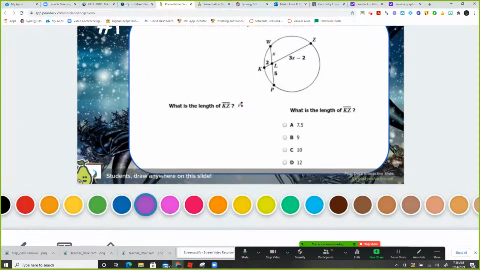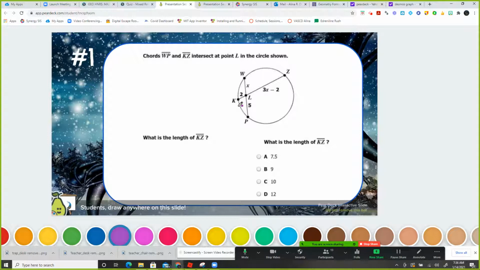All right. So in this kind of problem, you're going to multiply your diagonals, right? So 2 times 3x minus 2 equals x times 5. So 6x minus 4 equals 5x. Subtract the 5x from both sides. Add the 4 to both sides. So I get x equals 4.